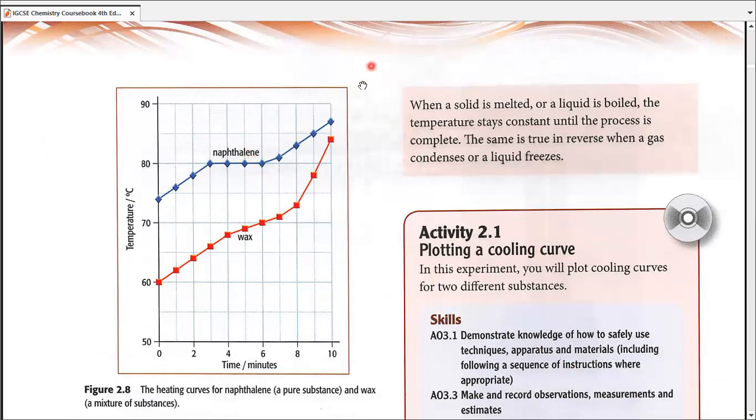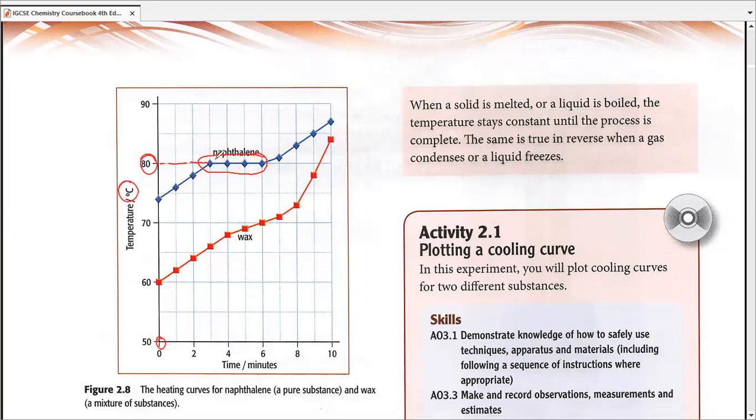Let's say, and you notice from this graph that the melting point of naphthalene, and let me use a different color to explain it, does not change from 80 degrees centigrade. This is the degree centigrade axis. You'd see then at 0 minutes, we started heating it up.